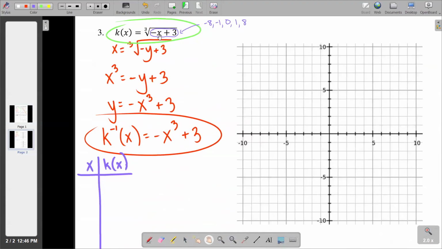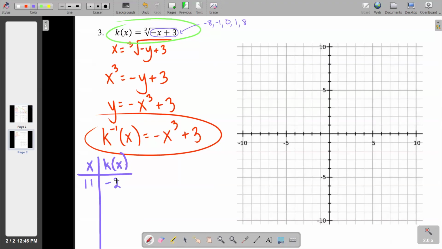So what could I put in place of x to make what's inside the root equal -8? I think 11 is a good choice. If you put 11 where the x is, and there's already a negative built in the front, that's -11 plus 3, which last I checked is in fact -8. And what's the cube root of -8? -2. So we have a point on our curve. We put in 11, we get out a -2.